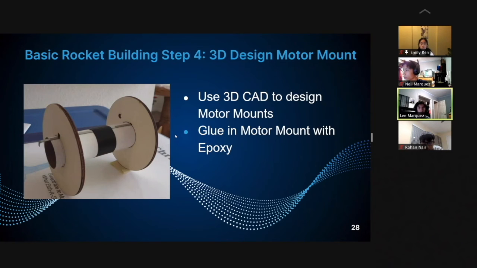For the motor mount, we use 3D CAD to design the motor mounts. This is one that is not 3D printed. It's wood with the centering ring inside, and the motor mount ring inside. And this is hard to build, so we just 3D print them.